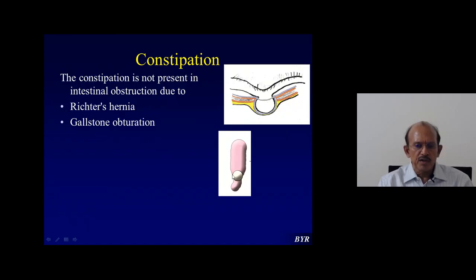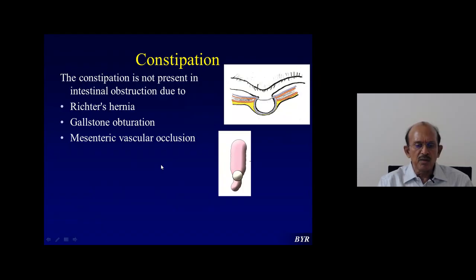Then gallstone obturation. When a gallstone, which is a spherical one, blocks a bowel, then there is no constipation, because whenever there is obstruction, there will be distension of the bowel. Proximal distension will be there. Because it is a smooth stone, this slips back into the distended bowel. So the obstruction is relieved and fecal matter passes down. So in gallstone obturation, there is no constipation.